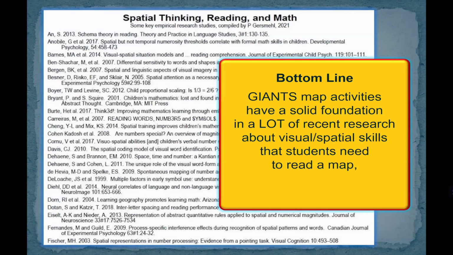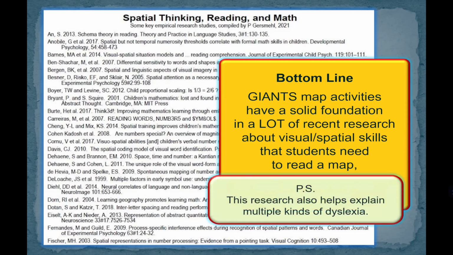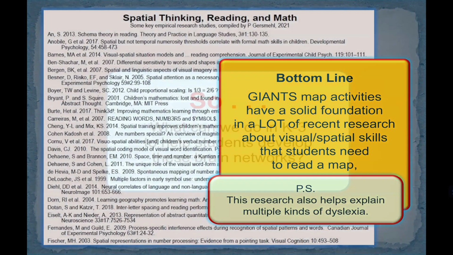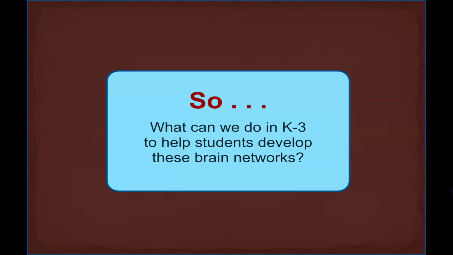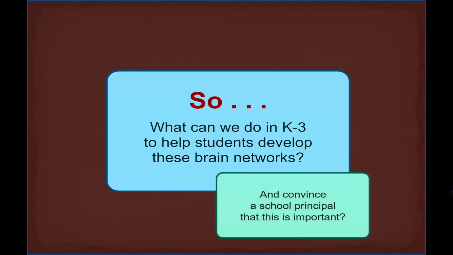The bottom line is that the Giants' activities have a solid foundation in a lot of very recent research about the visual spatial skills that students need to read a map and to learn how to read and do math. But yes, this research also explains multiple kinds of dyslexia, but that research is still going on right now. So what can we do in K-3 to help students develop these brain networks and to convince a school principal that this is important to do?